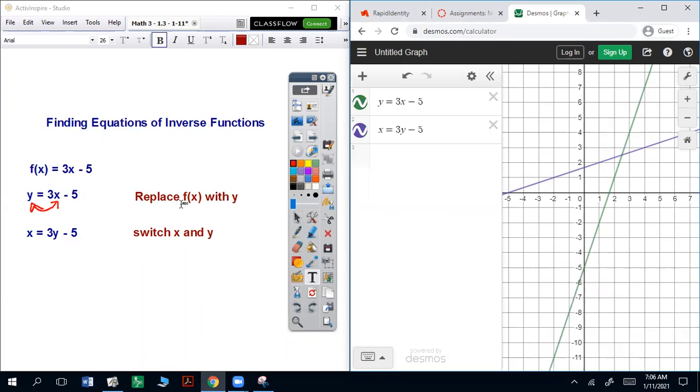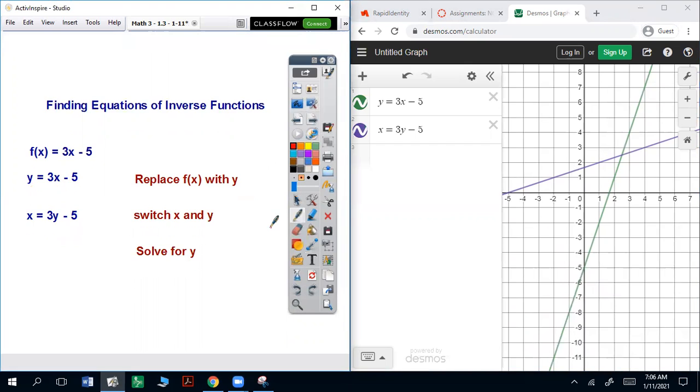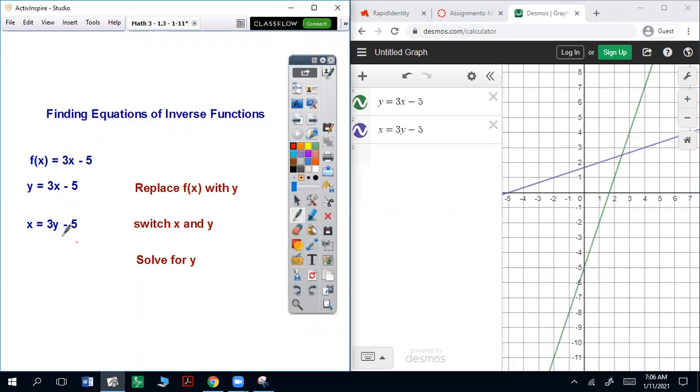So after you replace f of x with y if necessary, and you switch x and y, your last step is to solve for y. So let's go through that process. In this case, we want to get the y by itself. So we're going to add 5 to both sides, and it's going to cancel that out. So that's going to be x plus 5 equals 3y.